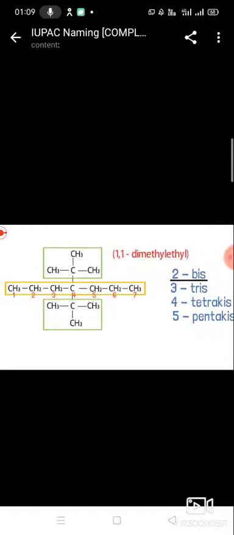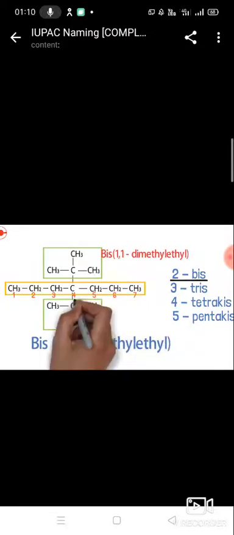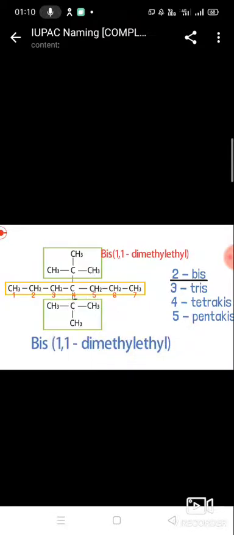So (1,1-dimethylethyl) bis. What do you mean by bis? That is the second one. What's the position? 4th position. Both are in the 4th position. So 4,4-bis(1,1-dimethylethyl)heptane.